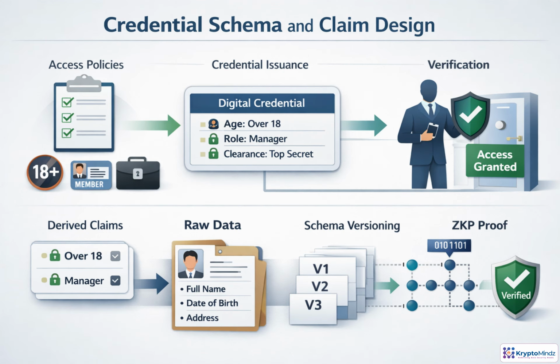Schema design starts with the access decision you need to support. If the policy only asks whether someone is over 18, store an age over 18 claim, not a full birth date. The same principle applies to membership status, role, clearance, and expiration. Clear claim names and stable schema versions make credentials easier to verify later. And for zero-knowledge proofs, the schema must align with what the proof system can selectively reveal or prove.